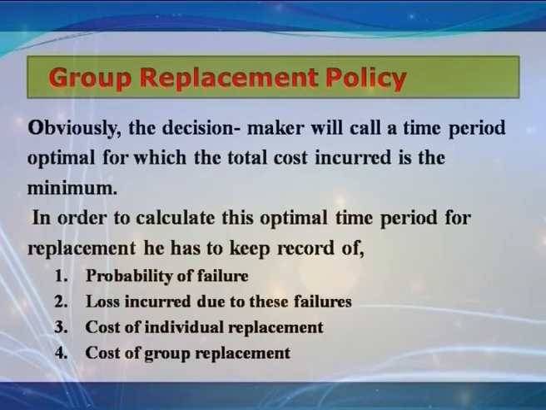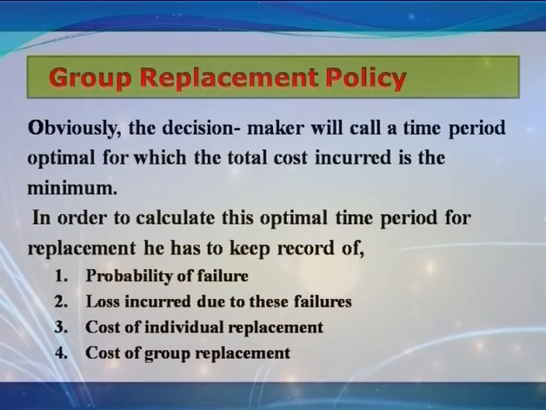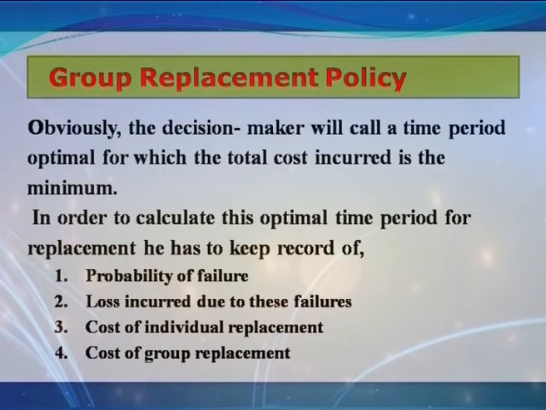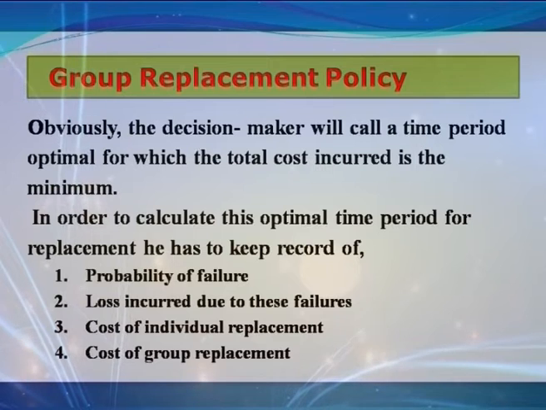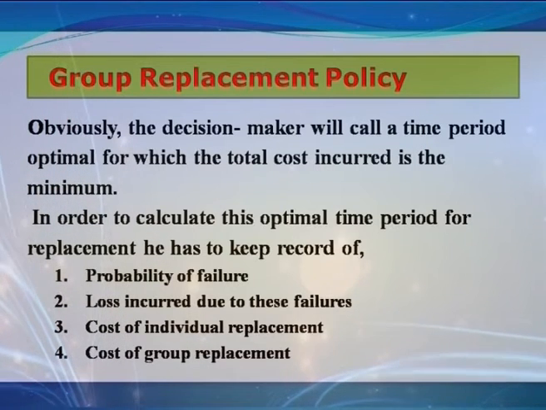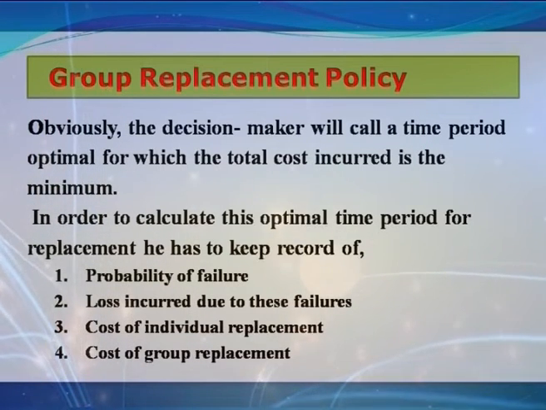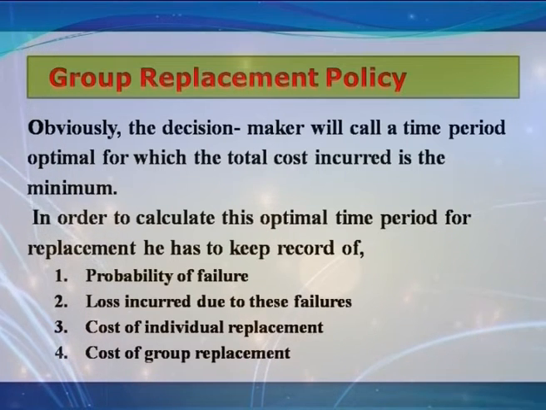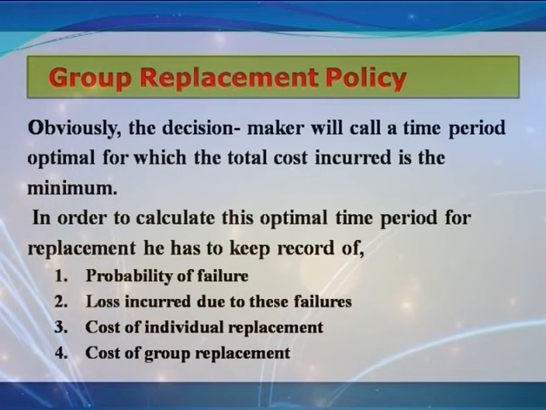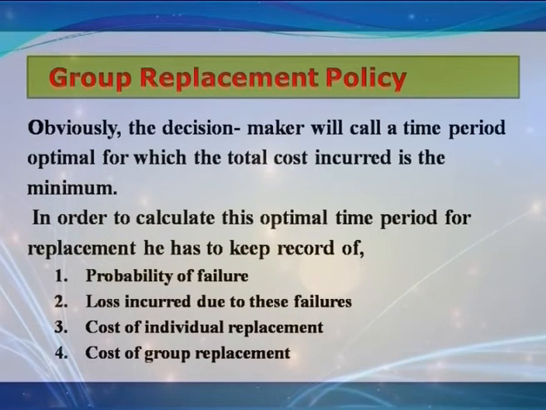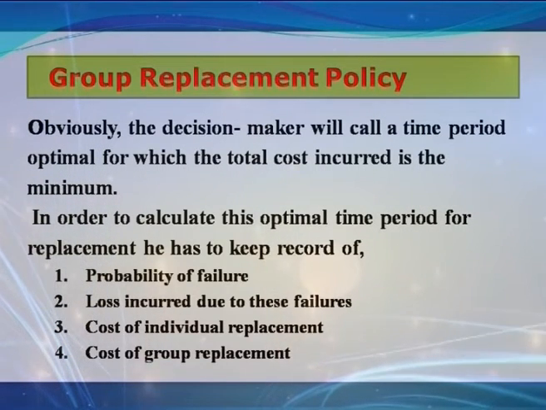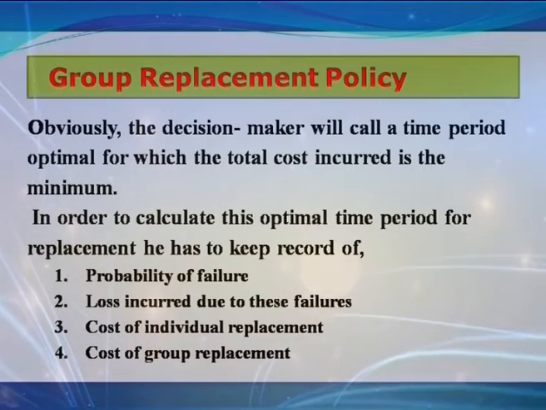Obviously, the decision maker will call a time period optimal for which the total cost incurred is the minimum. In order to calculate this optimal time period for replacement, he has to keep a record of the probability of failure, loss incurred due to these failures, cost of individual replacement and cost of group replacement.